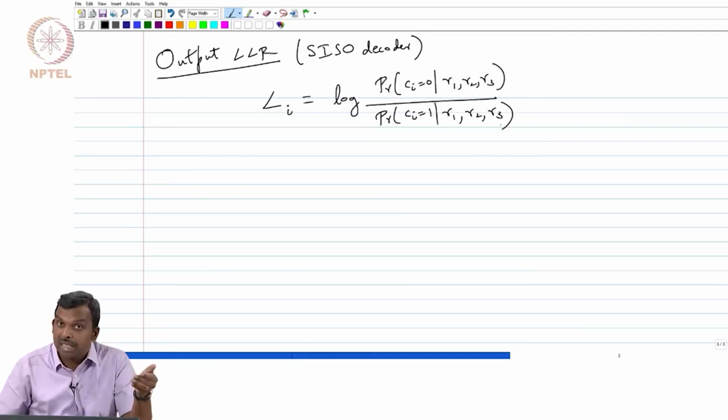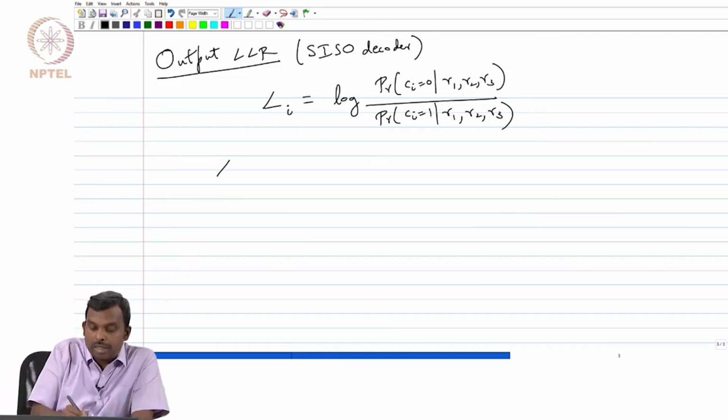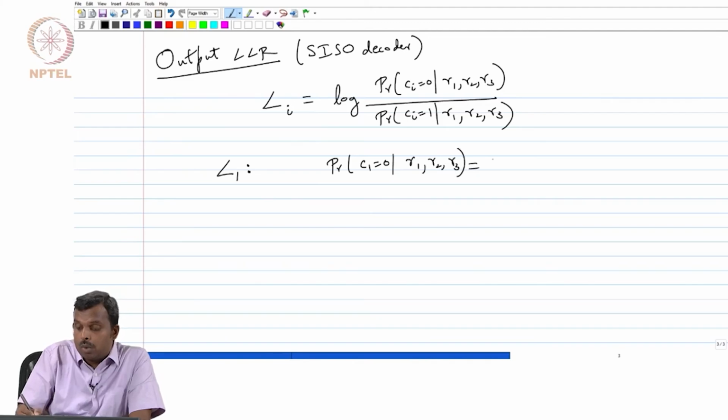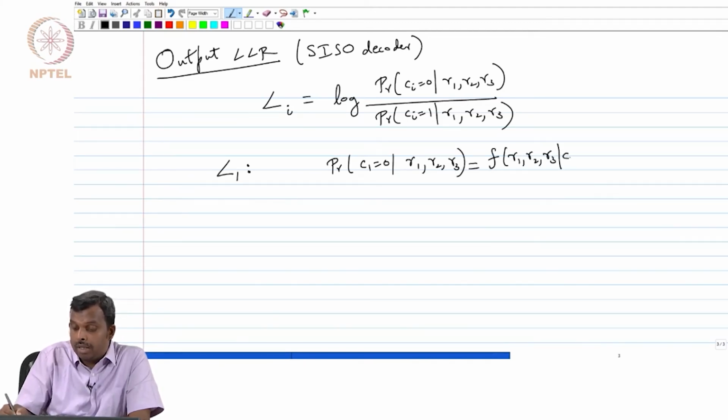If you looked at the previous calculation, it was the channel LLR or the intrinsic LLR. This is the output LLR, which is the final belief after I have seen all the three received values. So I am going to compute L1 first. You will see the computation of L1 is quite simple. Everything starts once again with the probability of C1 equals 0 given R1, R2, R3. You will notice once again, using Bayes rule, that this is the joint density given C1 is 0 times the probability of C1 is 0, divided by the overall joint density.